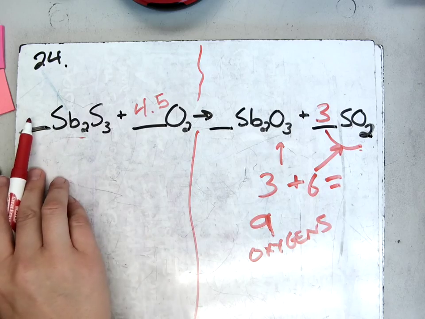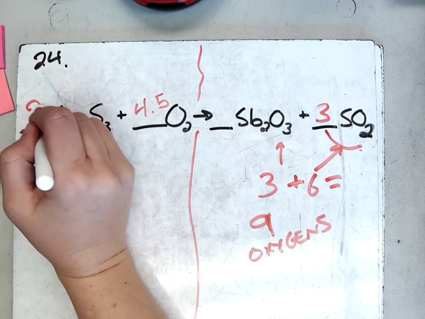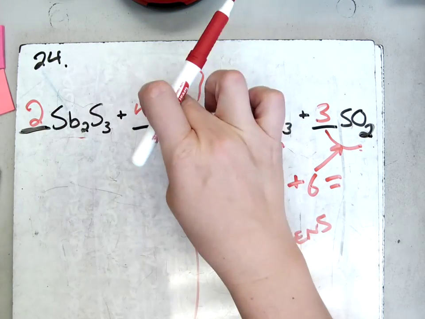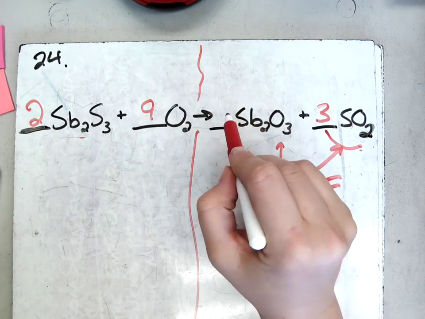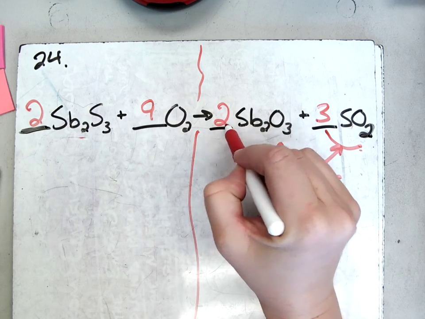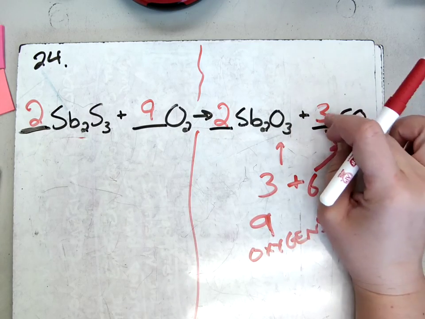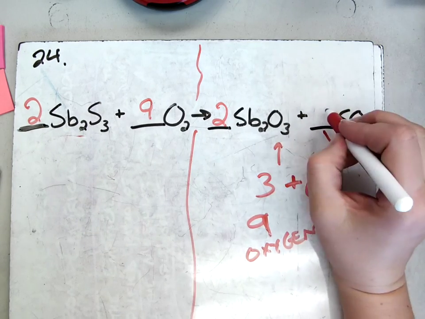So this was an invisible 1. I'm going to make it a 2. 4.5 doubled is 9. This was an invisible 1. So double it, make it a 2. This was a 3. So let's double it and make it a 6.